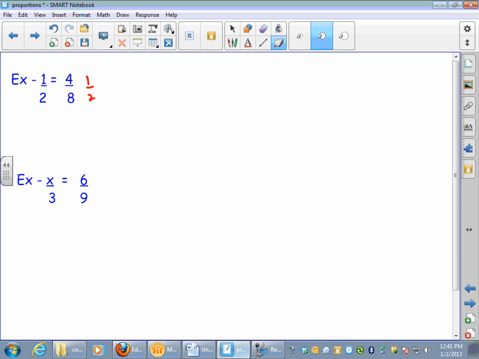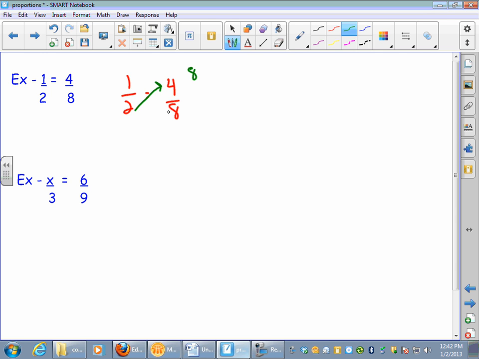Another way I could do this and check to see if they're in proportion is what we call cross multiplying. Cross multiplying means that I take the bottom number over here on the left, multiply it by the top number on the right. So 2 times 4, which gives me 8. Then I take the bottom right, multiply by the top left. 8 times 1, that's 8. If those come out to be the same thing, then yes, this makes a proportion.